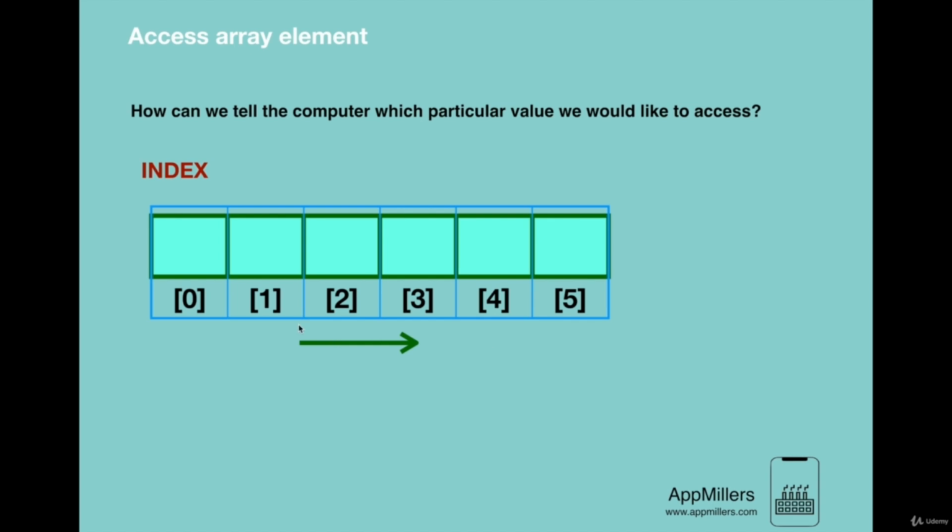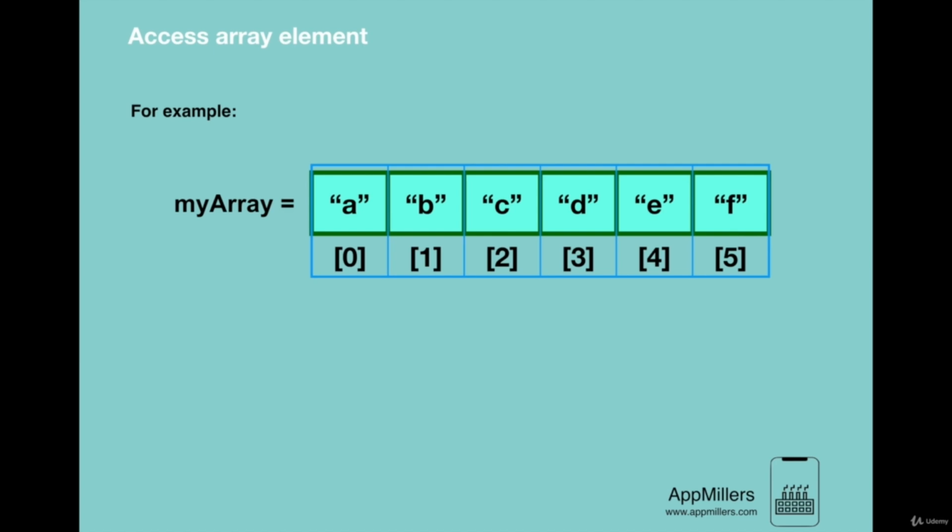The general syntax to access an element in an array is like this: the name of the array, then the index of the cell. For example, if we want to access the first element, we need to write the syntax like this: array name and the index, which is 0, and it equals A. If we want to access another element, for example this element, we need to write the array name and index 3, and it's going to equal D. So this is how we are accessing an element in an array.